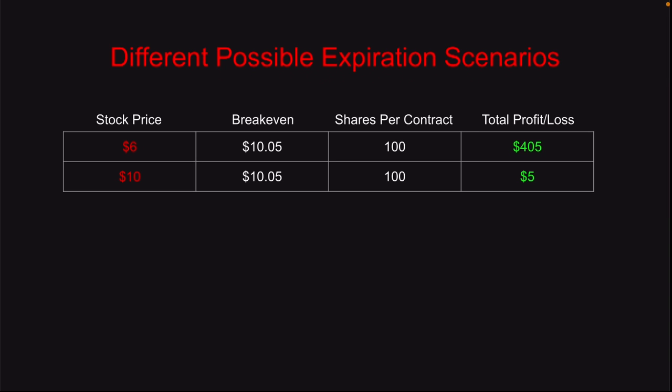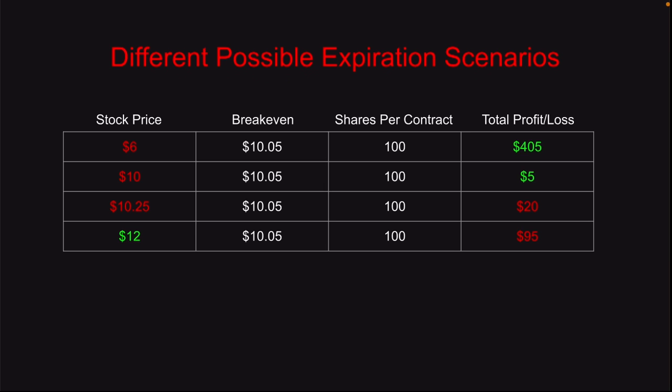Now let's say GE trades for $10. That's 5 cents below your break even, but since you're trading in 100 share increments, you'd be looking at a $5 profit. Now let's say GE does go down, but it doesn't go down much. It only goes down to $10.25. That would leave you 20 cents above your break even. Therefore, you'd be suffering a loss of $20 on that trade.